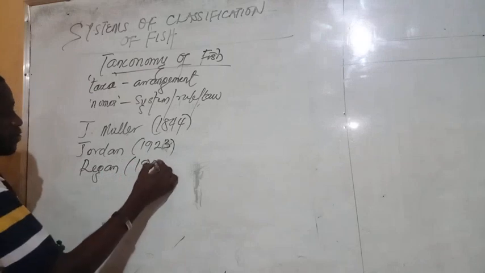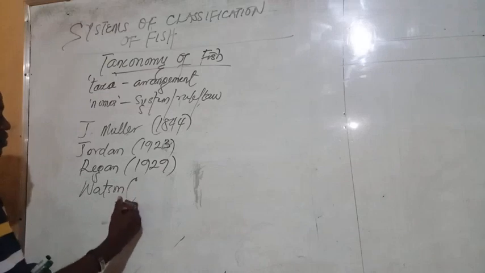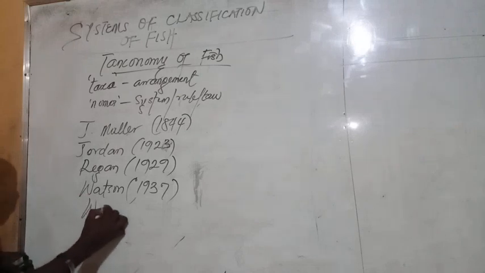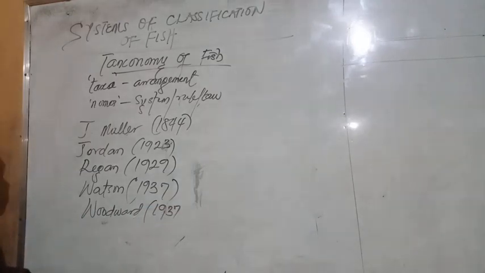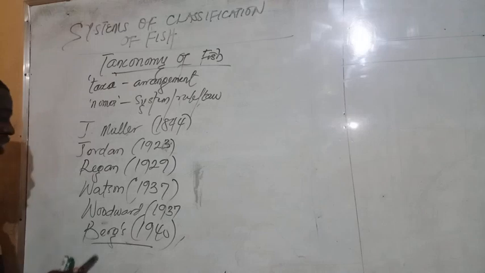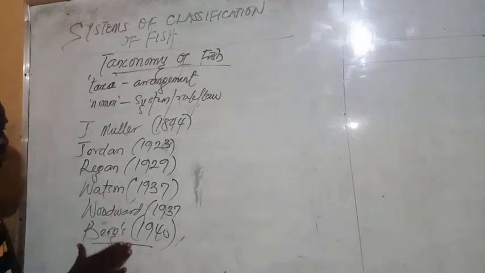We have the Regan classification of 1929. We also have the Watson classification of 1937, and in the same year, his classification was also revised by Woodward. We also have the Gross classification and then the Berg's classification of 1940. This is one of the classifications that has had the least revision and is sometimes said to be the most generally acceptable classification of fish. And so we are going to be talking about the Berg's classification in this video.